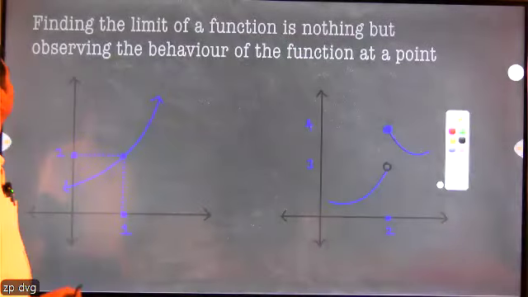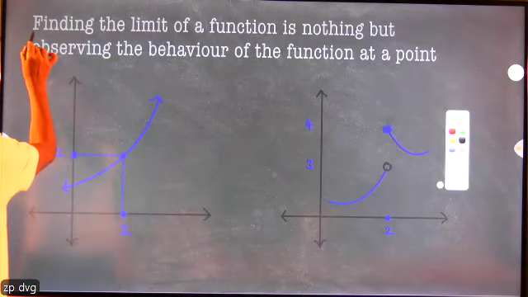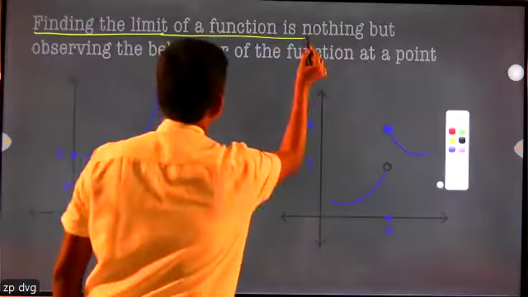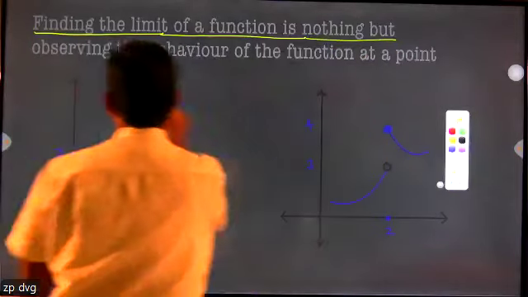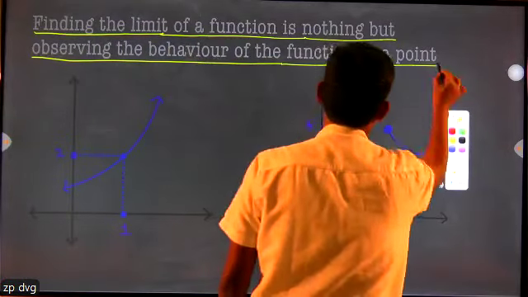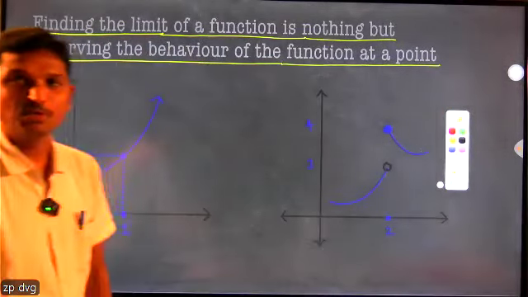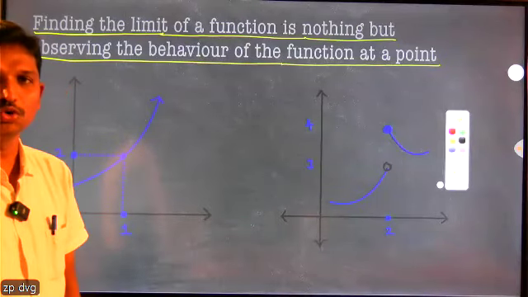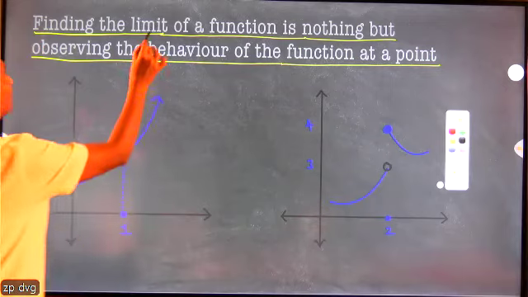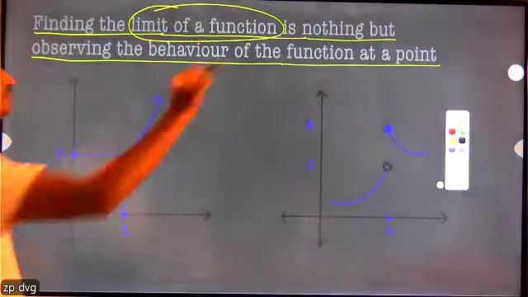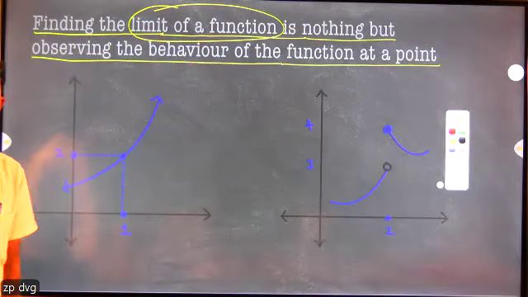You observe here, this is the main thing I am trying to say. Finding the limit of a function is nothing but observing the behavior of the function at a point. You need to catch this point because we'll check continuity of a function at a point. For that, you need to know this. You are finding a limit of a function. It is nothing but you are observing the behavior of the function at a particular point.